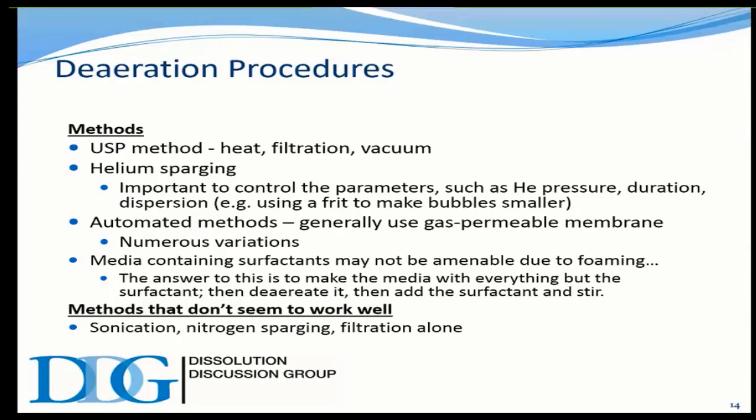And really the answer to this is making the media with everything, your buffers and so on, very close to the final volume with pH adjusted, with everything but the surfactant. What you're going to do is de-aerate that bulk media, and then you're simply going to add a bit of that media to the surfactant, stir it for a slurry, and then quantitatively transfer that into the carboy and stir it gently. This way you'll have perfectly de-aerated surfactant-containing medium. So there are methods that have been quite effective for removing gases, but there are some that don't work well.